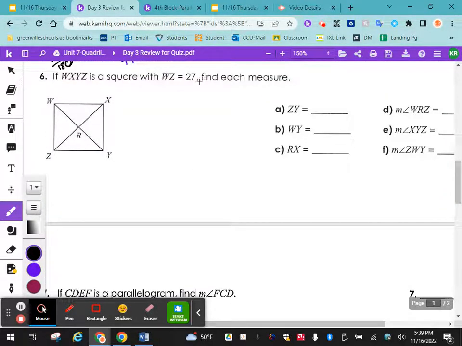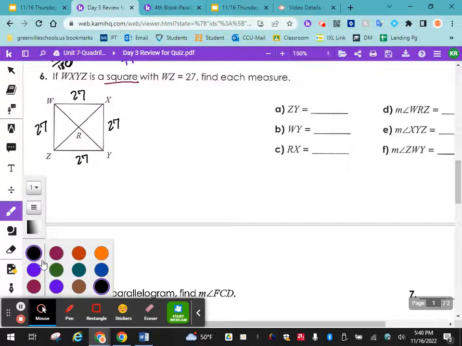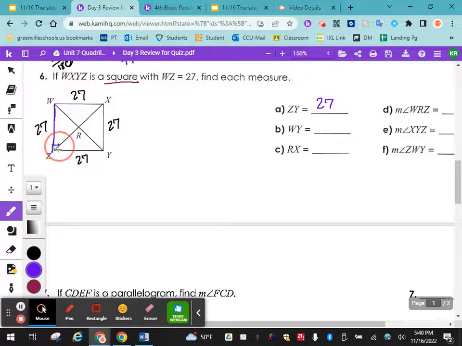Squares. W to Z is 27. Squares, everything we've learned so far is part of a square. All of the sides are equal. All of the angles are either 90 or 45, which is nice. So when we do all the angles, they're either 90 or 45. Okay, so Z to Y is 27. W to Y we do not know, but it is a right triangle, so we can figure it out with Pythagorean. I like to move it over here just to see it a little better.